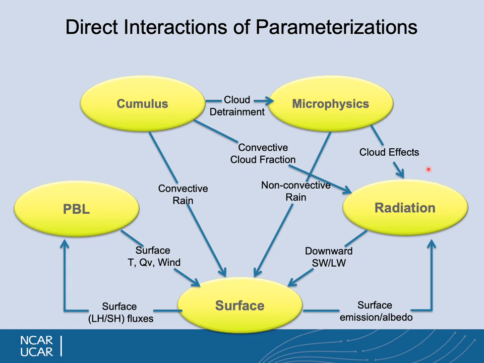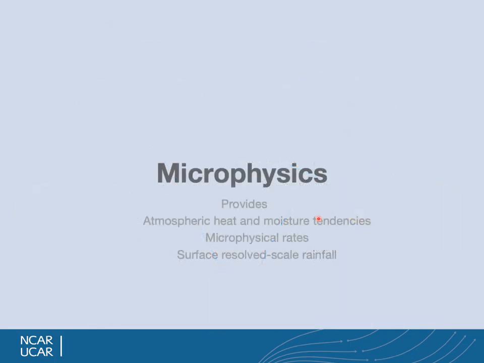Microphysics interacts with other physics that we've already discussed. Cloud detrainment from a cumulus scheme, if you have one running, will provide fields for the microphysics. But microphysics can be run on its own without a cumulus scheme at high resolution and deals with all the cloud processes. It also provides clouds that the radiation needs and rainfall that goes to the surface. So the microphysics provides atmospheric heat and moisture tendencies, microphysical rates between species, and the surface resolved scale rainfall.